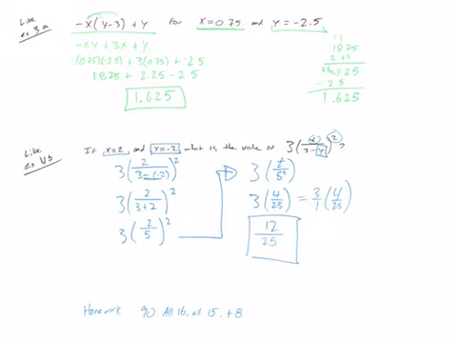Alright, your homework is on page 90. At least it starts on page 90. You're going to do all of them with a 16, all of them for lesson 15, and then 8 more of your choice. Should be a total of 20 homework problems.